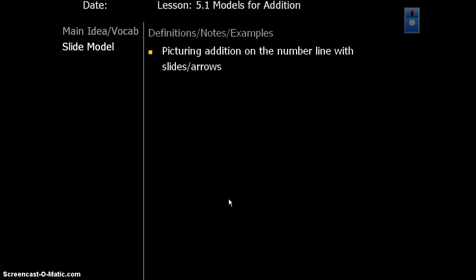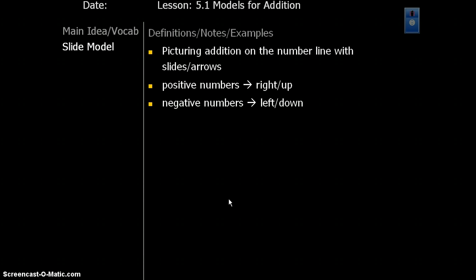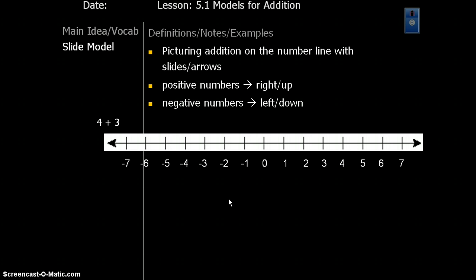There's another model for addition, the slide model. The slide model is done on a number line where we can show how we can add numbers. This is used primarily when we're talking about adding positive and negative numbers. Positive numbers slide to the right or up if it is a vertical number line, and negative numbers slide to the left or down if it is a vertical number line. So for example, if we wanted to illustrate 4 plus 3, we'd slide to the right 4, slide to the right 3, since these are both positive numbers, indicating that 4 plus 3 is 7. Hopefully that isn't too big of a surprise for you.